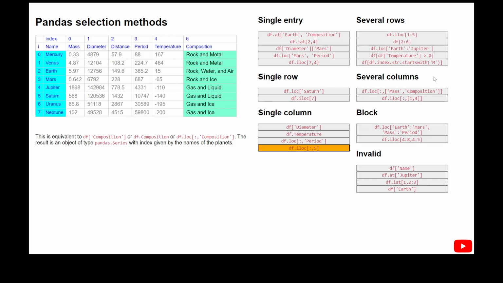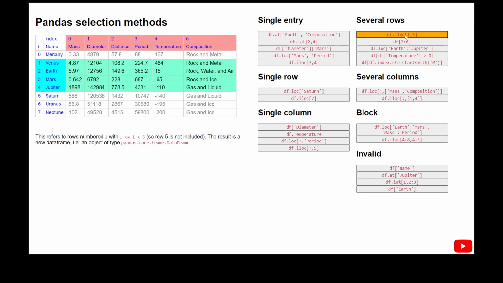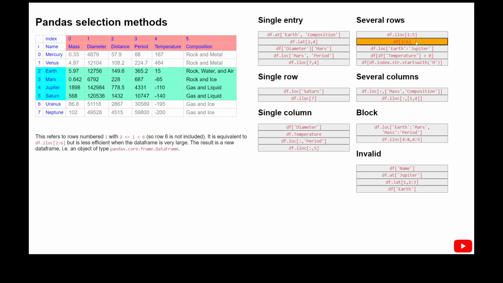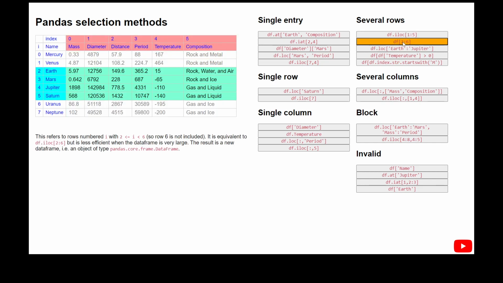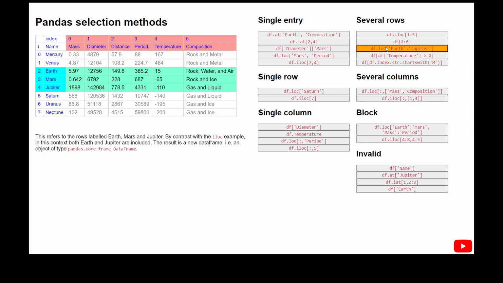If you want several rows, you can't do it with at, but you can do it with loc. So you can do df.iloc[1:5], which gives you rows from 1 up to 4. As usual, you don't include the last index: 1:5 means 1 up to just before 5. df[2:6] is the same whether or not I put in the iloc, except that iloc is more efficient. And I could also do df.loc with a colon, and there you go.